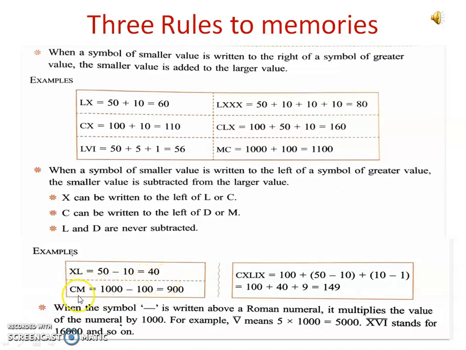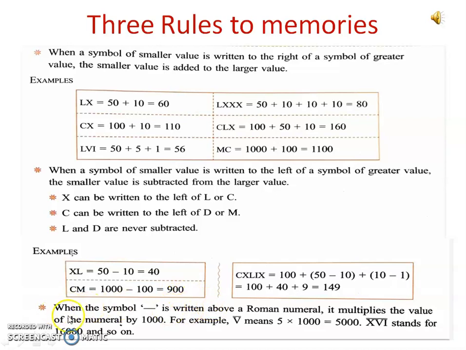Similarly, see this example, CM. The value of M is 1000 and the value of C is 100. So the smaller value is written here on the left. So we will subtract: 1000 minus 100. So we get 900.